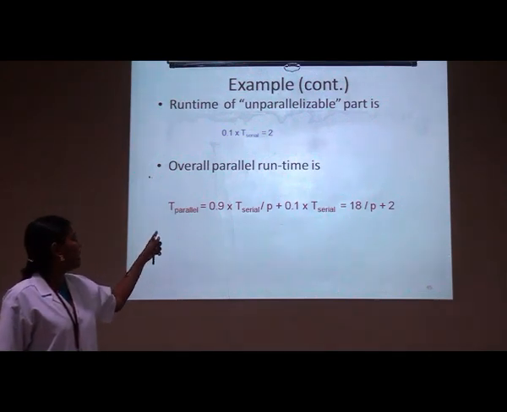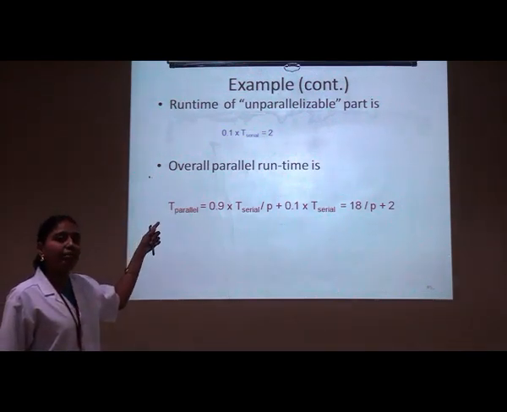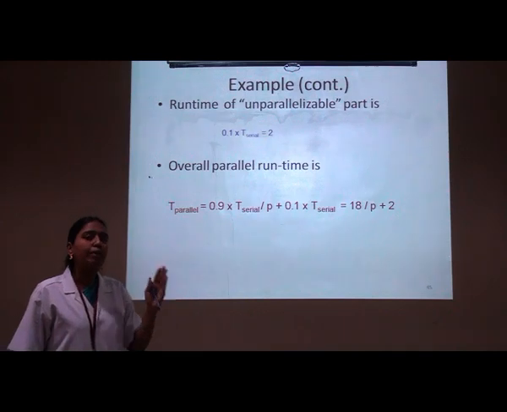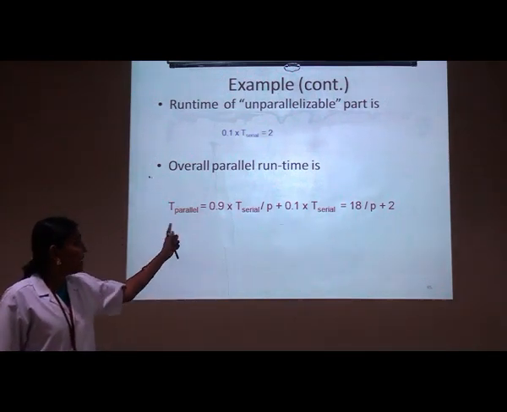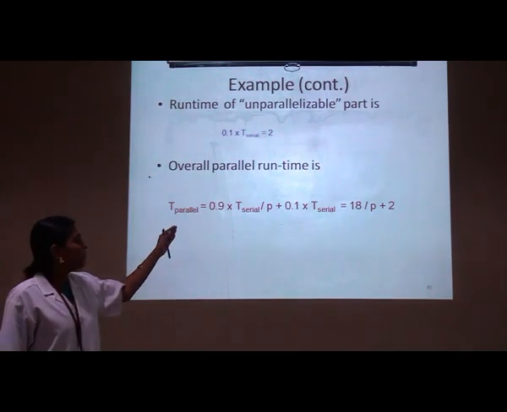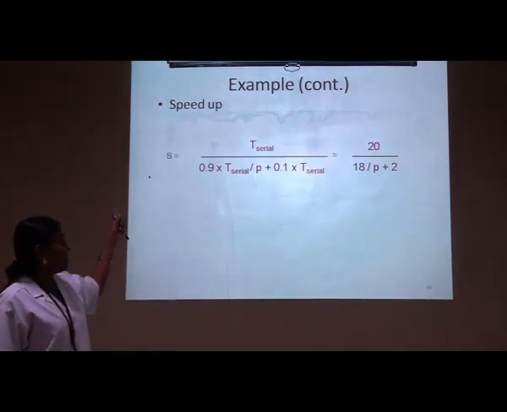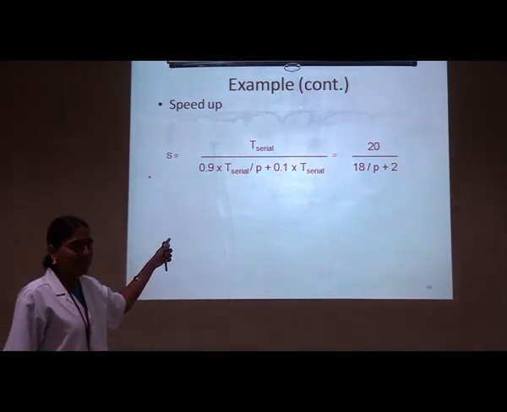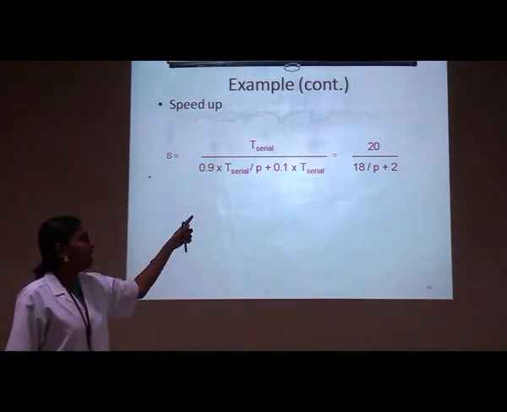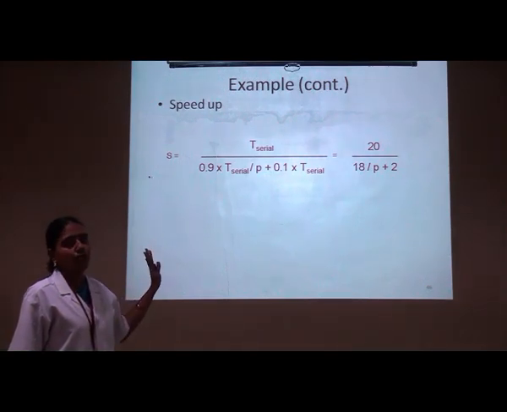So here, to get the overall parallel runtime, how will you achieve it? We have to add both the parallelizable part and the unparallelizable part. So we are adding these two things, right? Finally, we are calculating the speedup. It is nothing but T serial by T parallel, which we already discussed. So 20 divided by 18 by P plus 2, right?